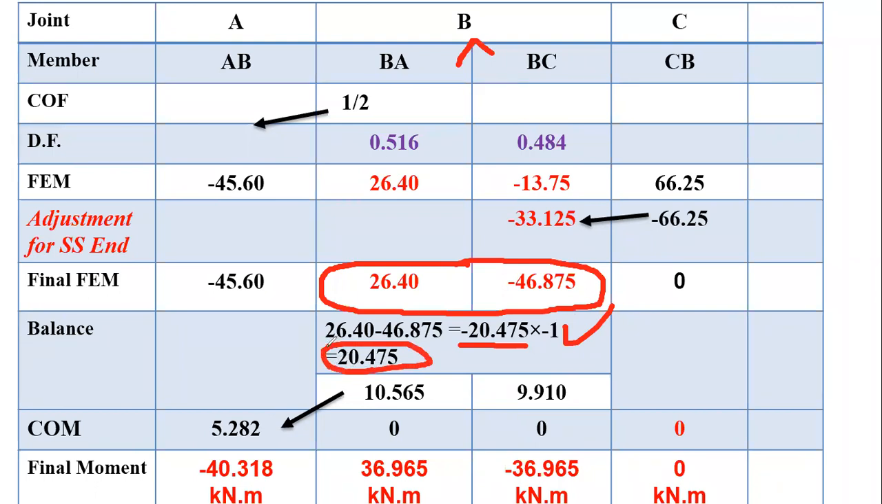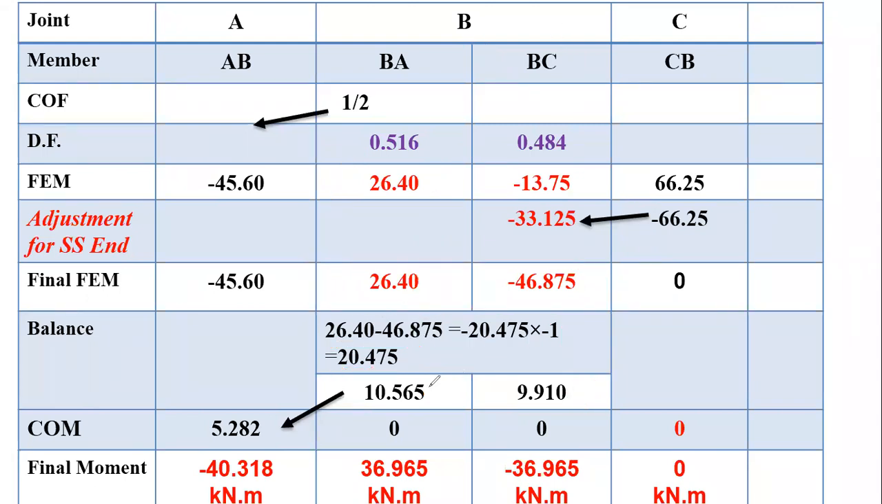So this balancing moment multiplied with the distribution factor, you will get the moment in the balance step. Again, this balancing moment multiplied with the distribution factor for BC, you will get the balancing moment. Now after multiplying the distribution factor, next will be the carryover moment, and this carryover moment depends on the carryover factor.